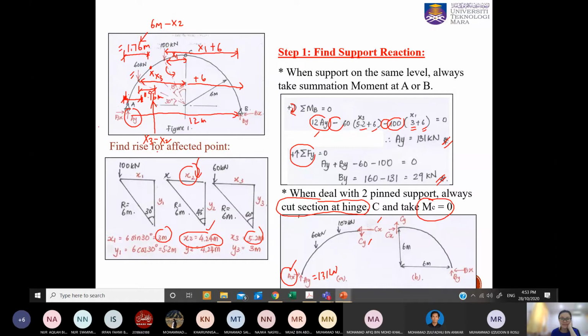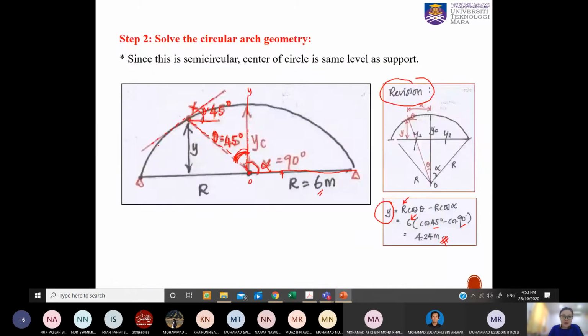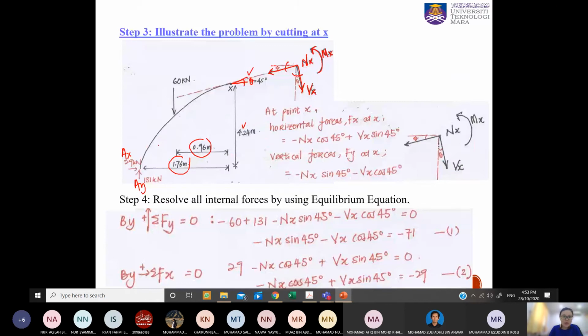Are you okay, class? Yes, madam. Maybe I have sketched my board so messy right now. So later you may take note how to get this 1.76 meter, and make sure you know how to get this 0.96 meter. So let's go back to our analysis. Now we have all these geometry solved, so we can just take a summation Fx, summation Fy, to solve all these internal forces.